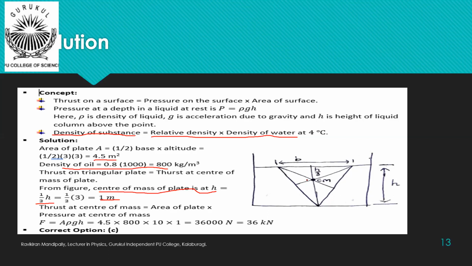So now if you want the thrust on this plate, the thrust at the center of mass is equal to the area of the plate into the pressure at the center of mass, which is A into rho gh. We have substituted all the values given, and we are getting 36,000 Newton, but the options in the question are actually misprinted in your textbook. They are given in Newton, but they should be in kilonewton. In that case, the answer would be 36 kilonewton. That is option C.